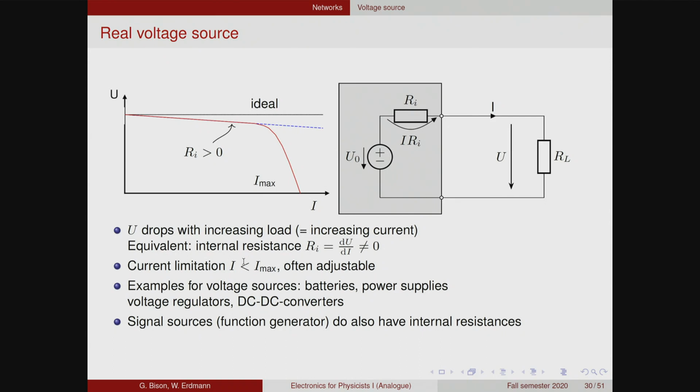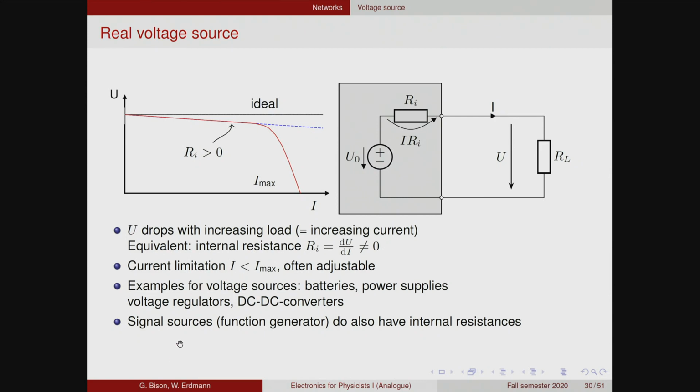Yeah, there's often a current limit, which can also be adjustable. It's a good idea, if you connect a new circuit board to your power supply, to first of all set a current limit so that it doesn't supply all its power if you don't know if the circuit works or not. And of course, examples are our benchtop power supplies that you have in the lab, or batteries, voltage regulators, DC-DC converters, which are in principle small power supplies where you go in with a DC voltage, you come out with a DC voltage, and in between there are electronics that convert different voltage levels.